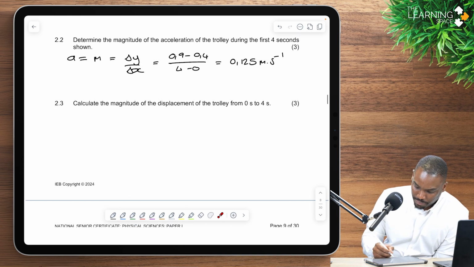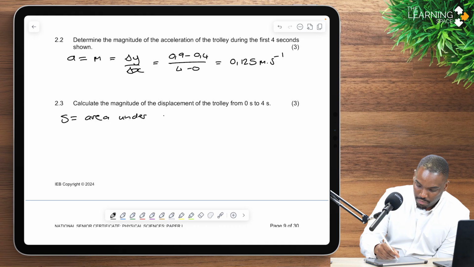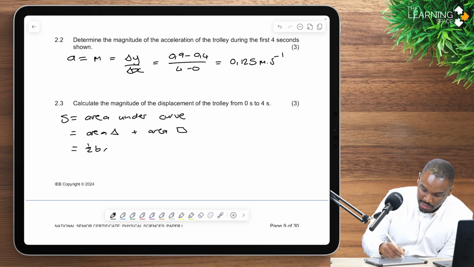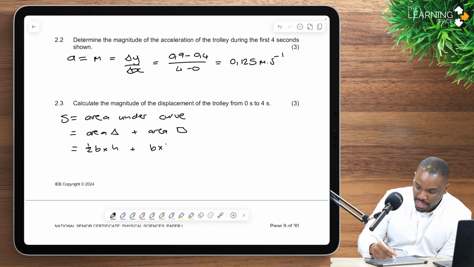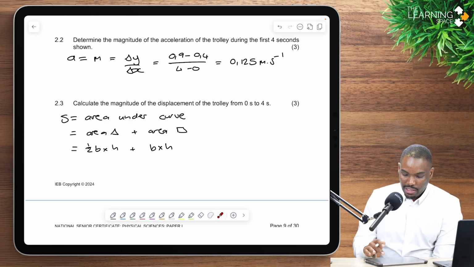Let's jump in. So to find the displacement, in that case there, our S equals the area under the curve, right? Which means we need the area of our triangle plus the area of our rectangle. That's going to be half base times height plus simply another base times height, or length times breadth, however you want to look at it. Let's find the values of what we're dealing with there.